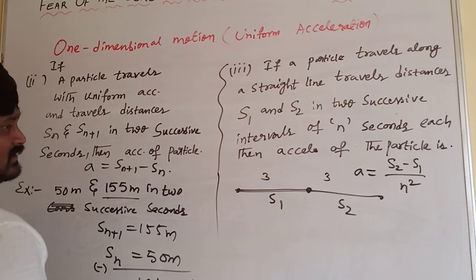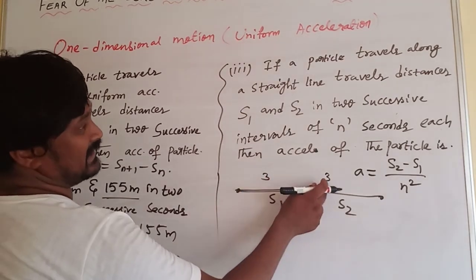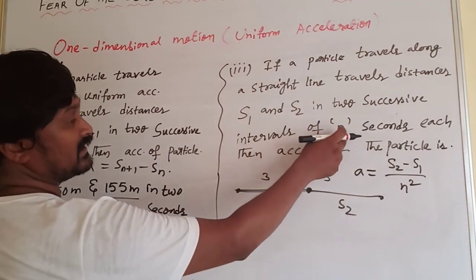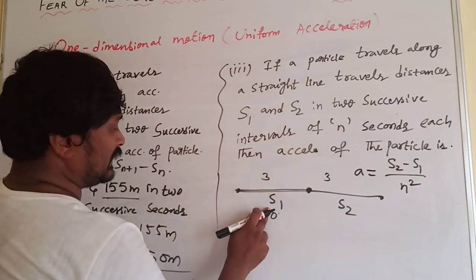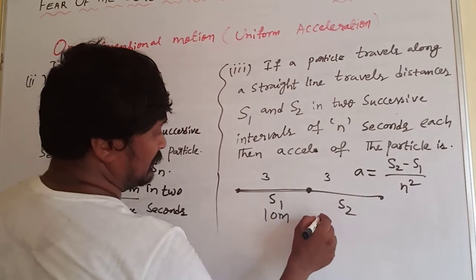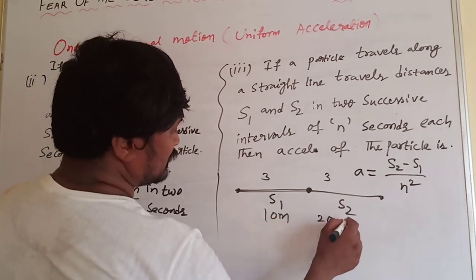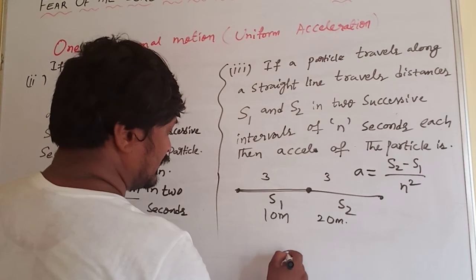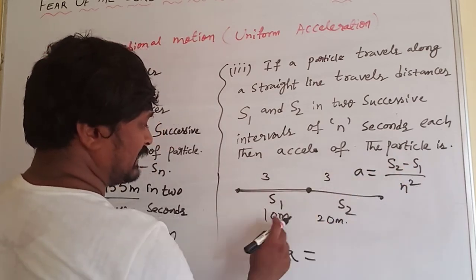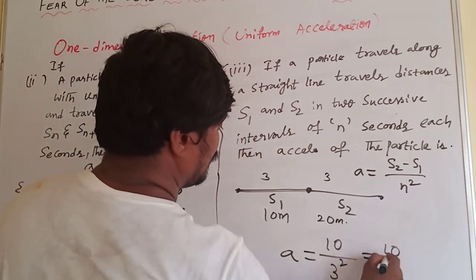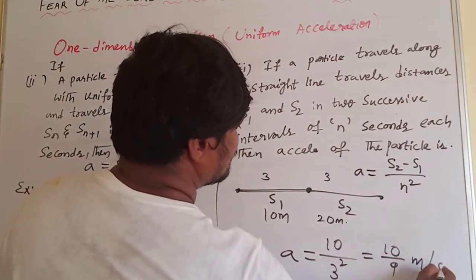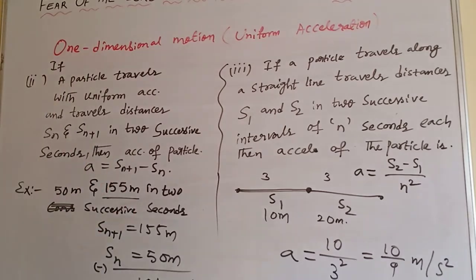So now for this, it is again very simple. They have given us 3 seconds, 2 consecutive intervals of 3 seconds, and it may be 10 meters and another maybe 20 meters. Then how to solve? It is very simple. Just a is equal to S2 minus S1, 20 minus 10, 10 upon n square, which is nothing but 3 square. So 10 upon 9 meter per second square. Simple. So in this way you have to solve. These are all shortcut methods. Okay, so now let's move on to another.